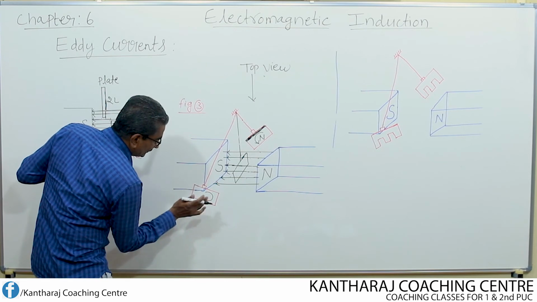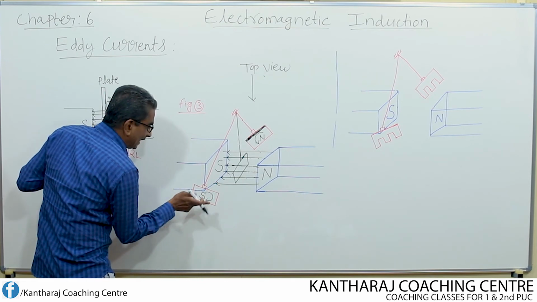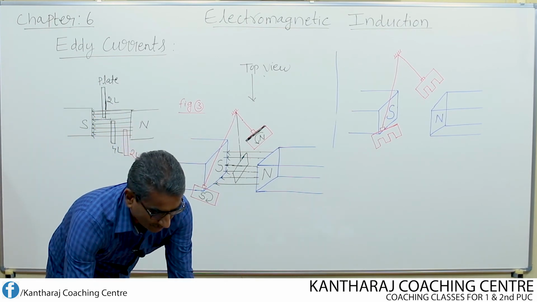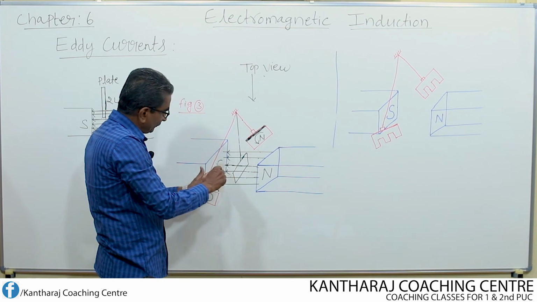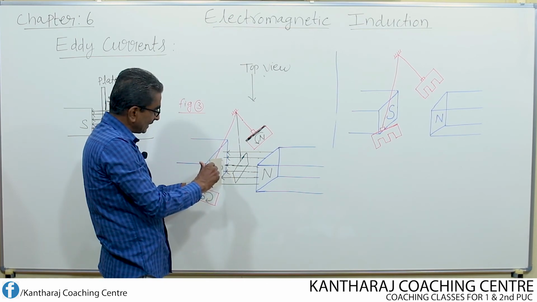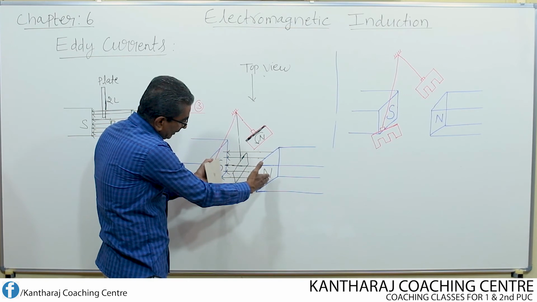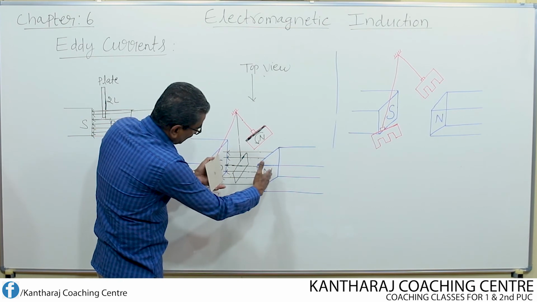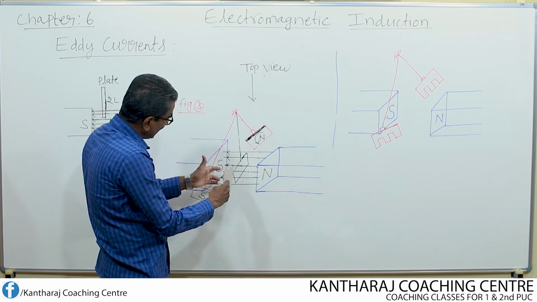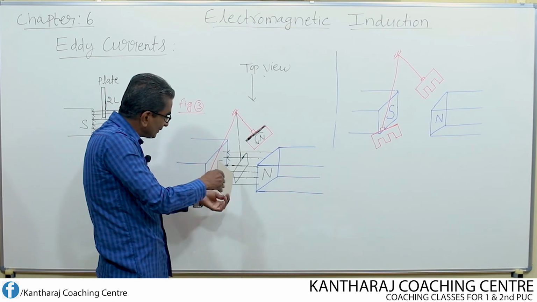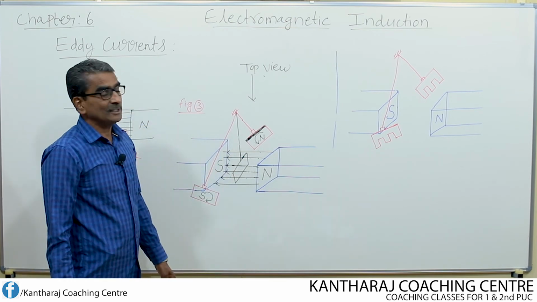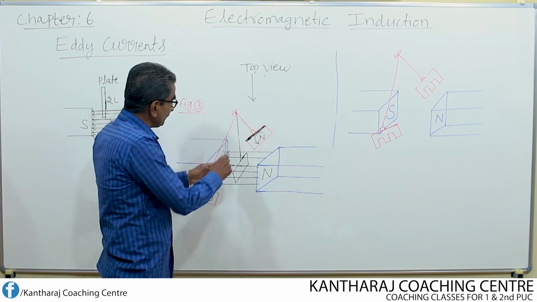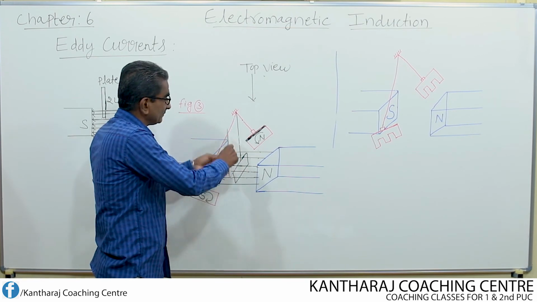As a result of this, this face now behaves like south pole, whereas the back face behaves like a north pole. So once again while coming out, if this behaves as south, south is attracted by north, and here north pole will be there, north is attracted by south. So south attracted by north, and again here north attracted by south. As a result of that, once again the oscillation gets disturbed.